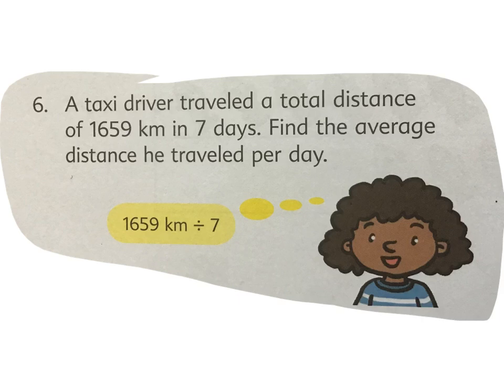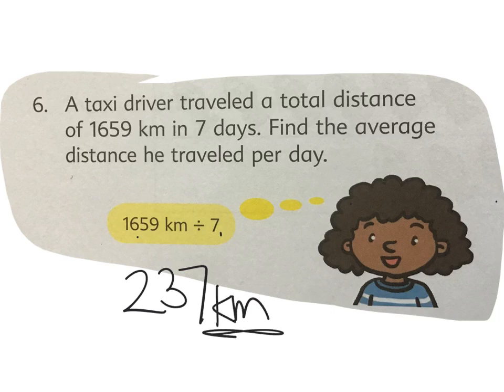And finally, now try the last one. A taxi driver traveled a total distance of 1,659 kilometers. So they already found the total for you in 7 days. Find the average. So you're just going to divide 1,659 divided by 7. And go ahead and do that. Pause. You should have gotten 237 kilometers. Don't forget to put the units. Good job.